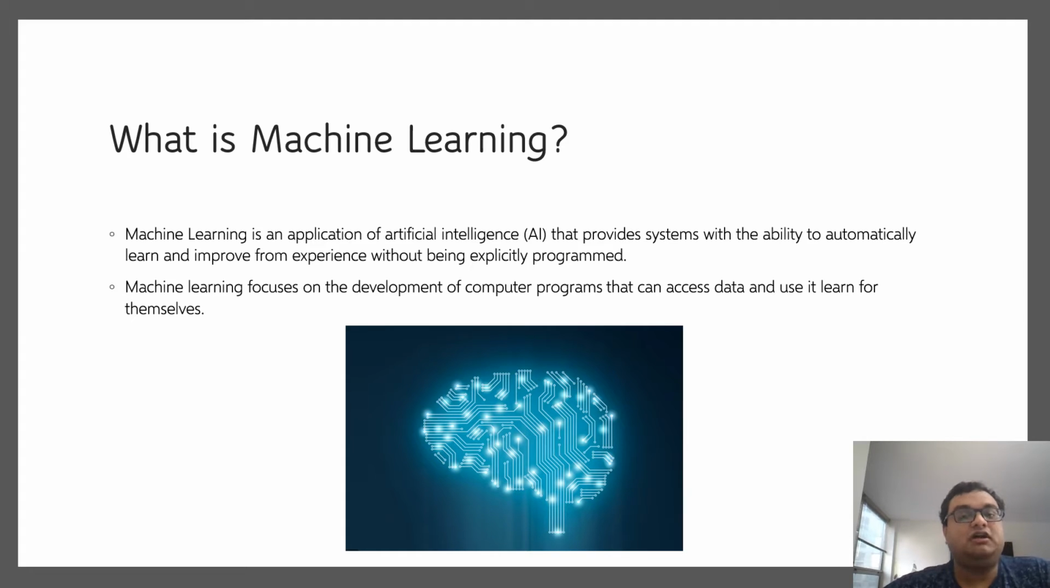So what is machine learning? Machine learning is an application of artificial intelligence or AI that provides systems with the ability to automatically learn and improve from experience without being explicitly programmed. Machine learning focuses on the development of computer programs that can access data and use it to learn for themselves.